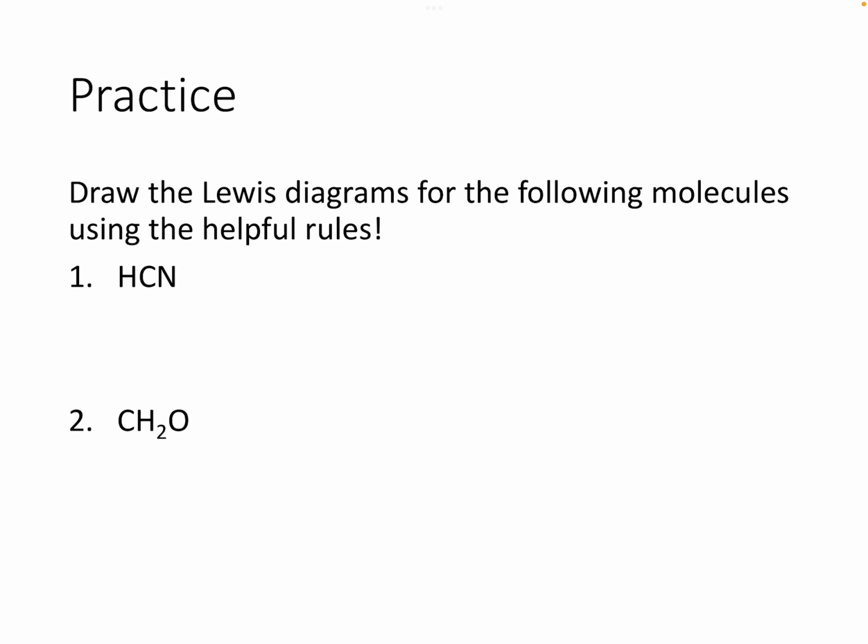All right, so let's do some practice problems. Let's draw the Lewis diagrams for the following molecules using those helpful rules. Or you can try to draw it on your own without those rules too. That's totally fine. So again, try to figure out which atom goes in the middle, and then surround that middle atom with the other atoms, and then try to distribute the electrons in a way that each atom has 8 total valence electrons, except for hydrogen, which only needs 2. So pause the video, try this on your own first, and then we'll go over it together.